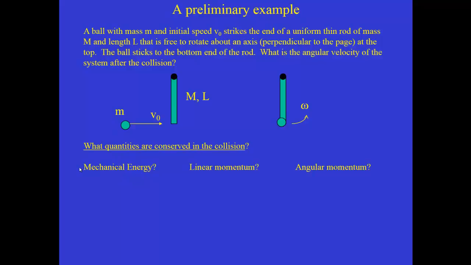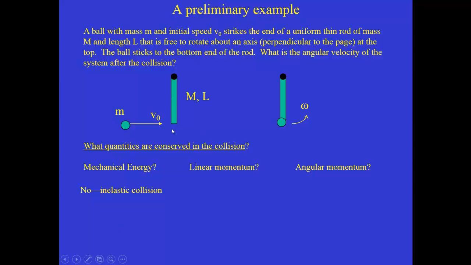So is mechanical energy conserved? Is the sum of all of the kinetic and potential energies of the system the same before and after the collision? And we should easily be able to say no, because the two objects stick together. And whenever two objects stick together, some energy is lost, some kinetic energy is lost in the deformation that happens, and so this collision is inelastic. We cannot assume that the kinetic energy is the same before and after.